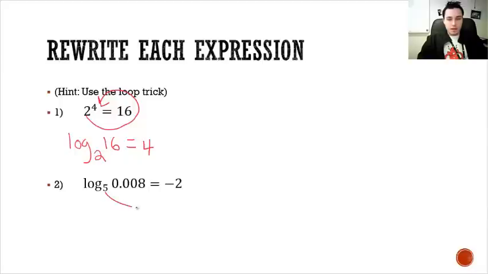And on this one, same thing. Start at the base and loop around. Okay, so the base is 5. Then the second thing I get to is the -2. And that would equal the 0.008. Pretty simple.